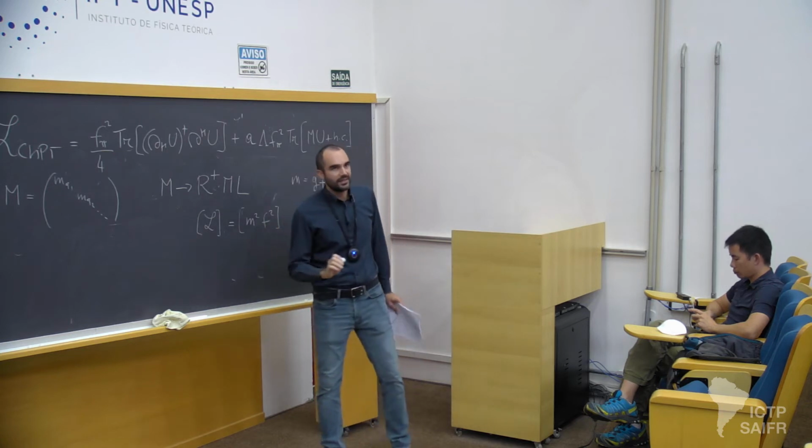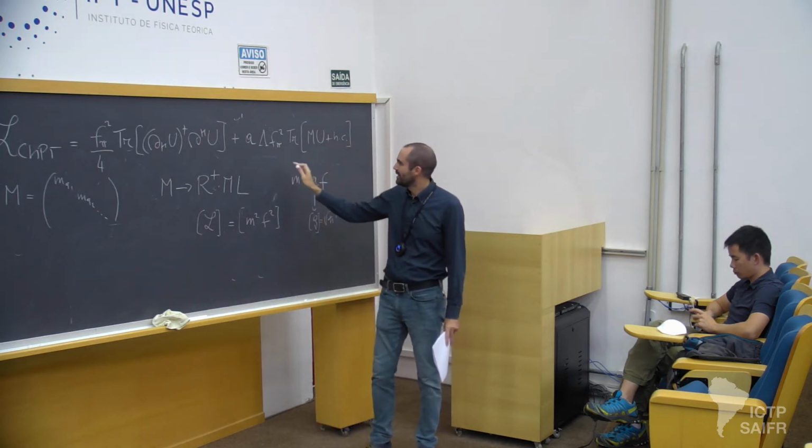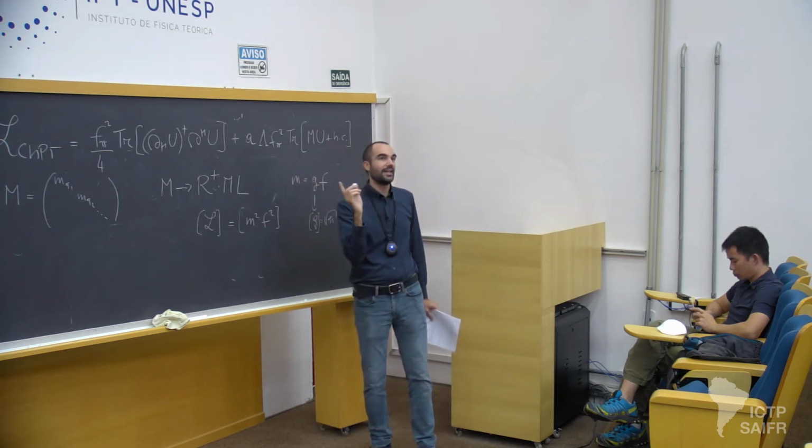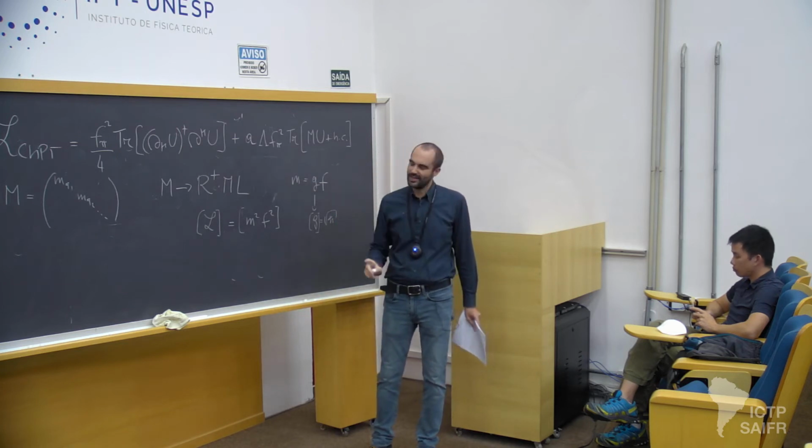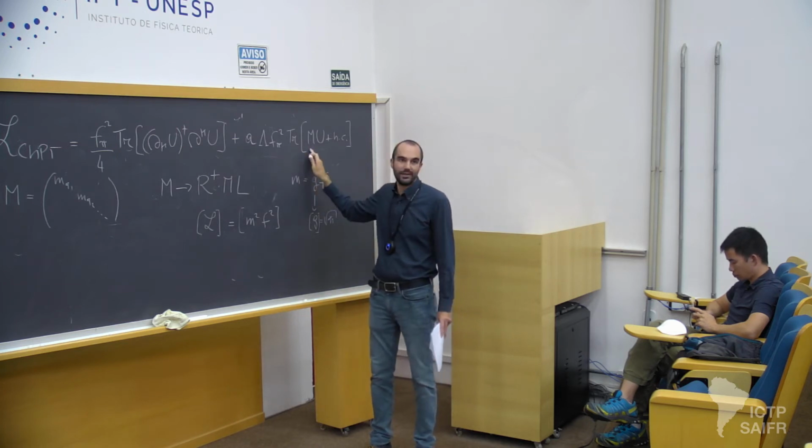The interesting fact about QCD is that it has only 1 scale. And I'll tell you in a second why. So at least when you set the quark masses to 0, it has only 1 scale.